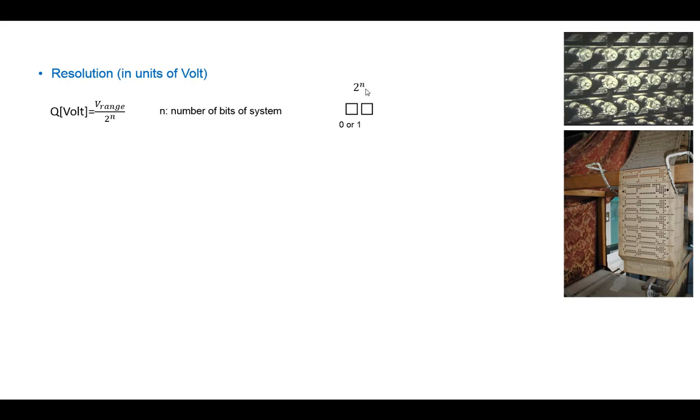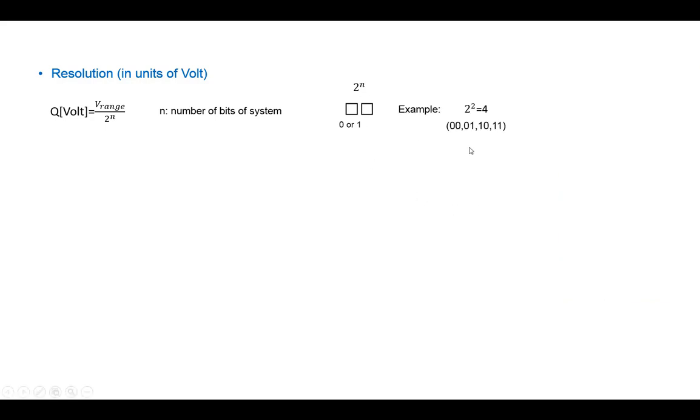So by having n number of bits I can get 2 to the power of n different combinations. As an example, imagine I have 2 bits, so I can have 4 different combinations. How? The first cell can be a 0, the second cell can be a 0, and this is the first combination. The second combination can be 0, 1, the third one 1, 0, and the last one 1, 1. So by having n number of bits I can have 2 to the power of n different combinations.